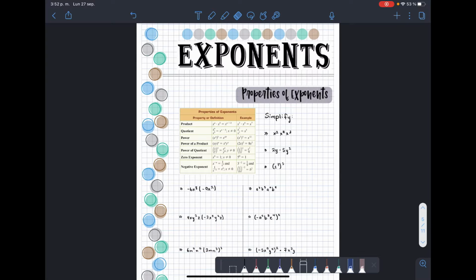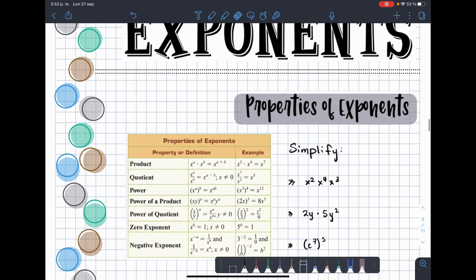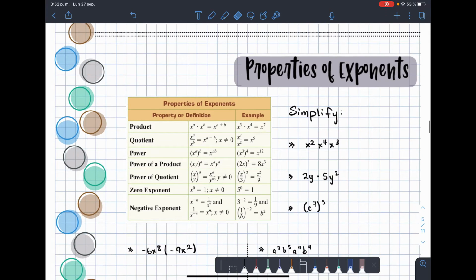Hello, let's review about exponents. Remember that when working with simplifying exponents, what we do is to use the properties. So we have the product property, the quotient property, the power property. We have these two properties that talk about product and power. We have the zero property and the negative property. Let's start working with some examples.